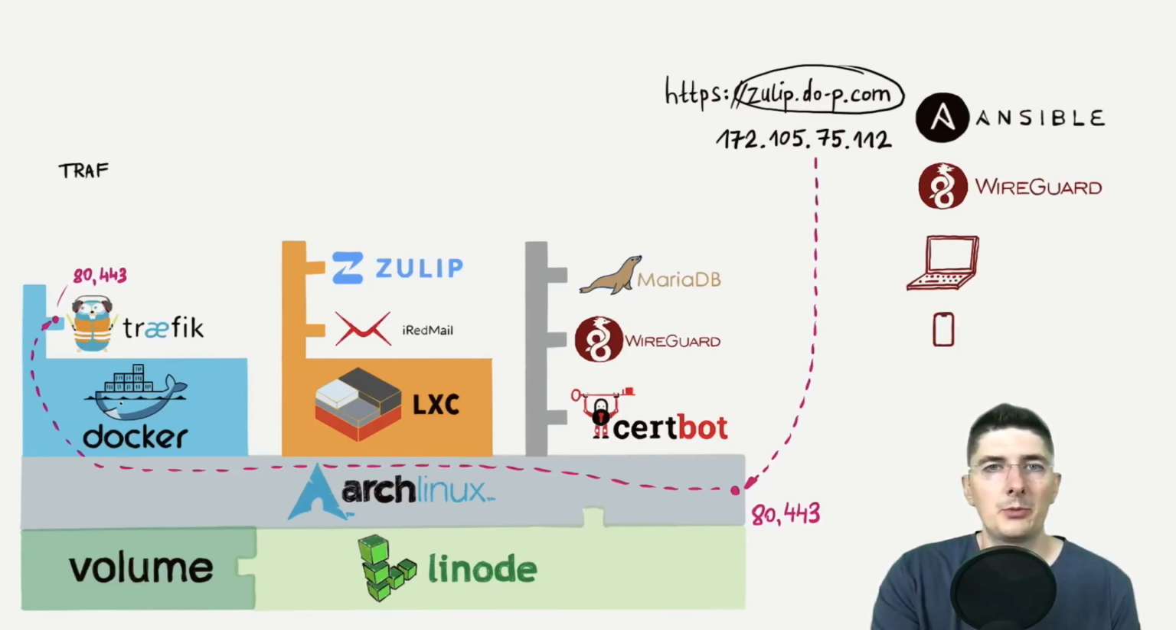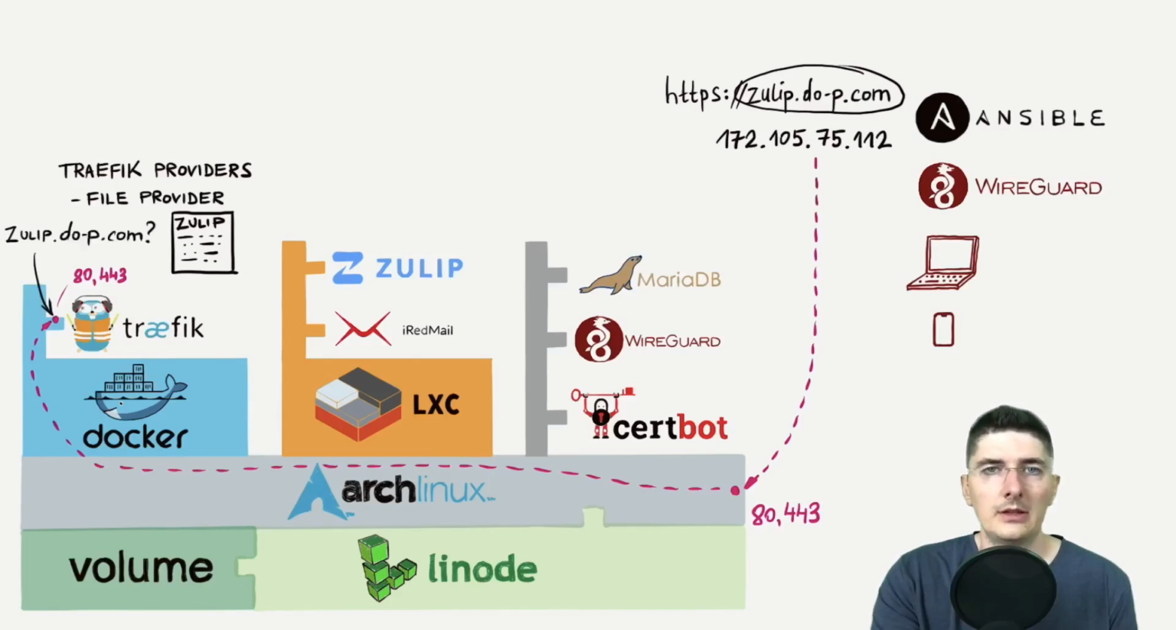That's where Traefik providers come into play, and in case of Linux containers, the file provider. We'll have a configuration file which Traefik will read, and that file will tell it that when something asks for zulip.do-p.com, Traefik should route that to the zulip LXC.